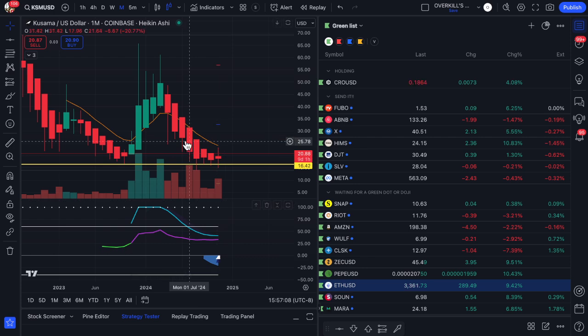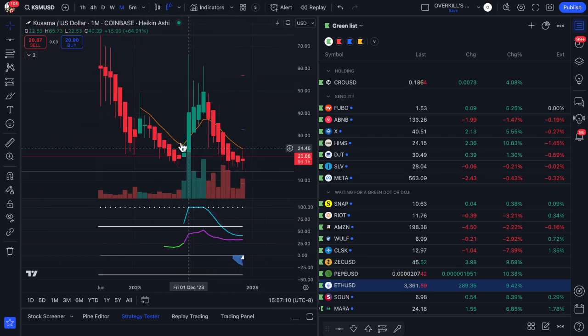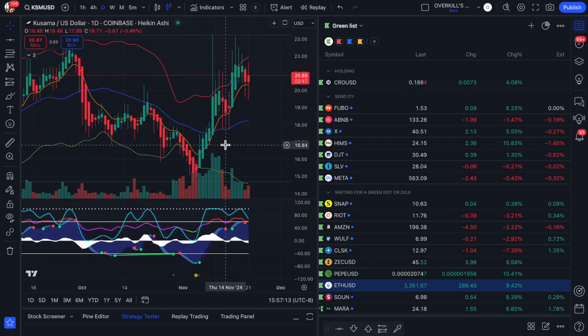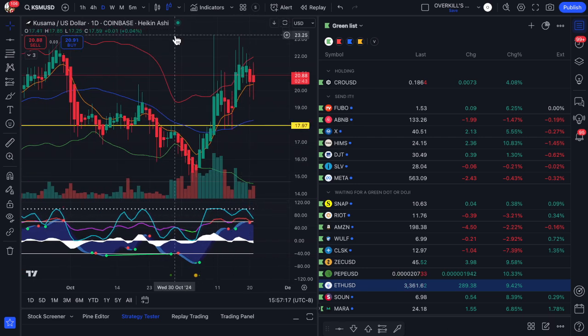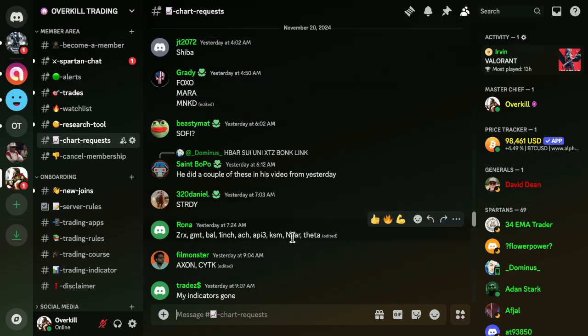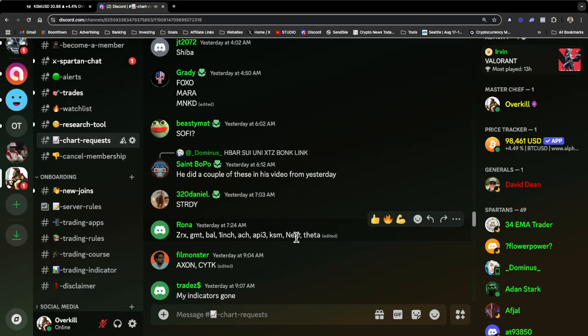Here's KSM. This one's still red. Looks pretty ugly. The daily is trying to push up here. I'd probably watch 1790 on that one. That one's got a red dot as well. So be careful on that one. I like the API 3 better than that one.